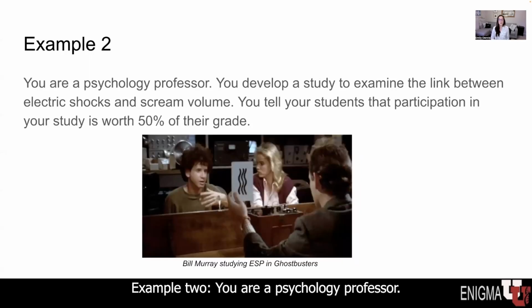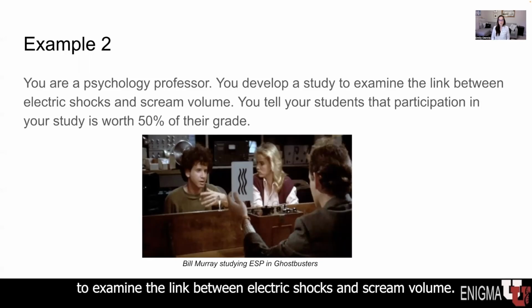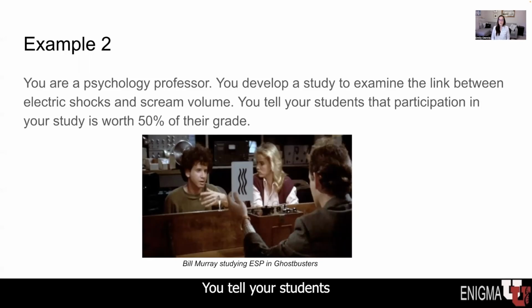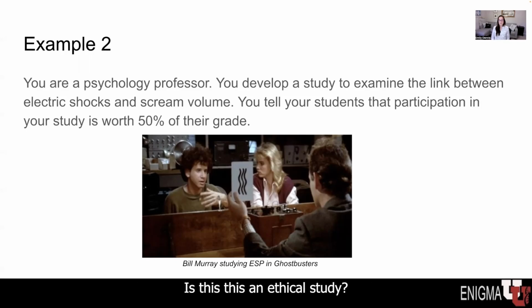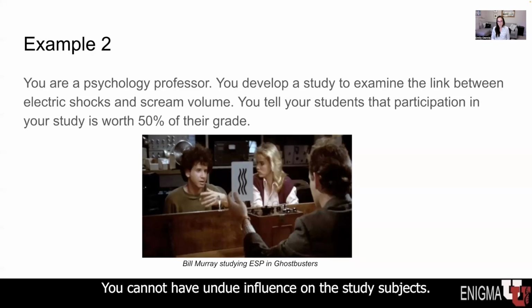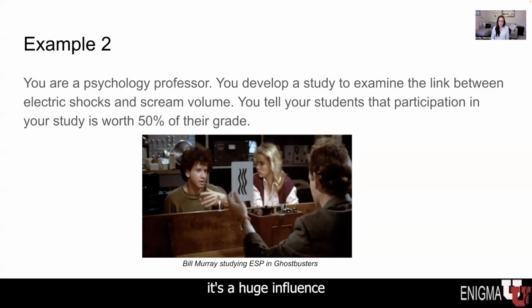Example 2, you are a psychology professor. You develop a study to examine the link between electric shocks and screen volume. You tell your students that participation in your study is worth 50% of their grade. Is this an ethical study? Of course not. You cannot have undue influence on the study subjects. So by telling somebody that this is worth 50% of their grade, of course, that's a huge influence on whether they decide to participate in the study or not.